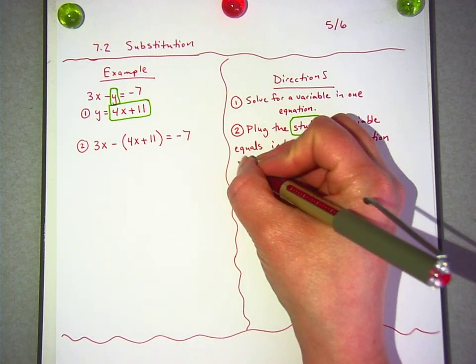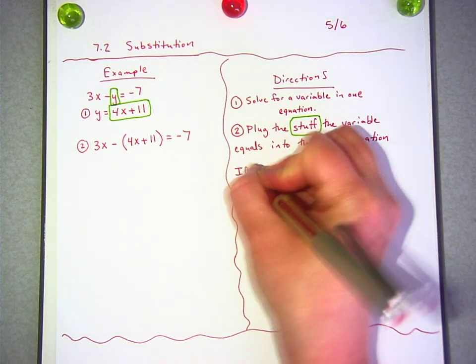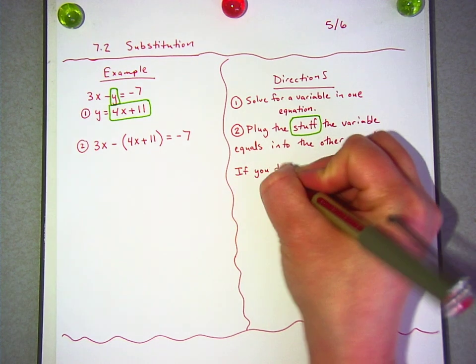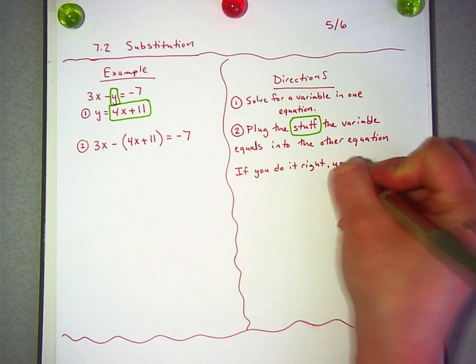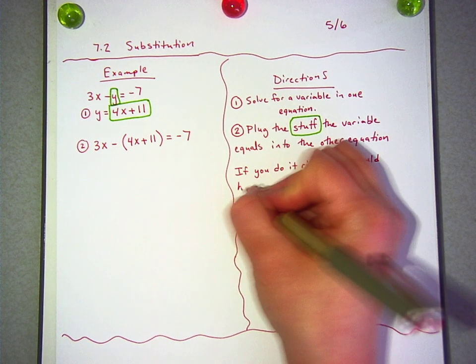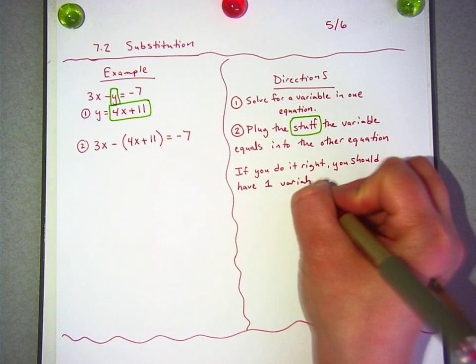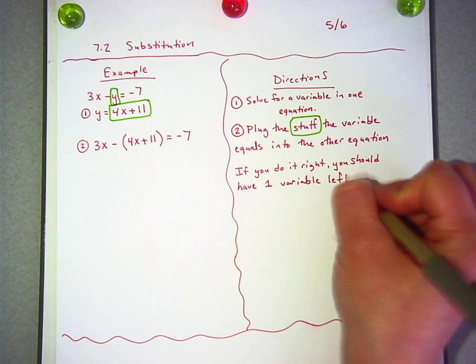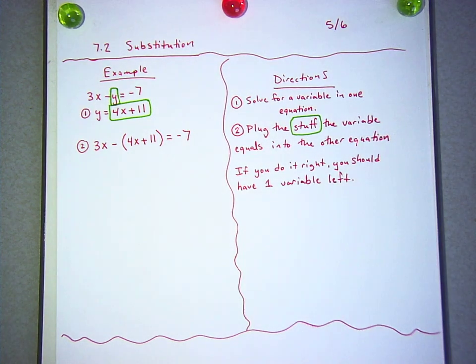So the next thing you do, you know what? I'm going to write a little extra note here. I'm going to write, if you do it right, you should have one variable left. So if you do this correctly, you'll only have x's left or possibly only have y's left, because you can also do it the other way if you want to. It doesn't matter which one you solve first.